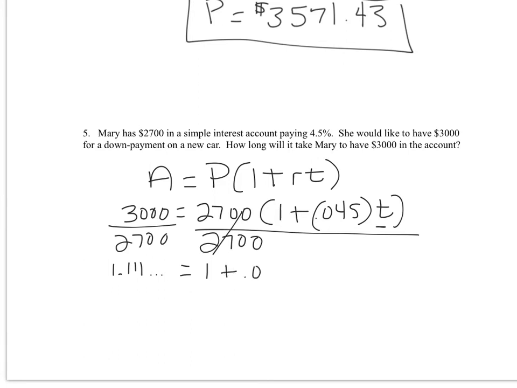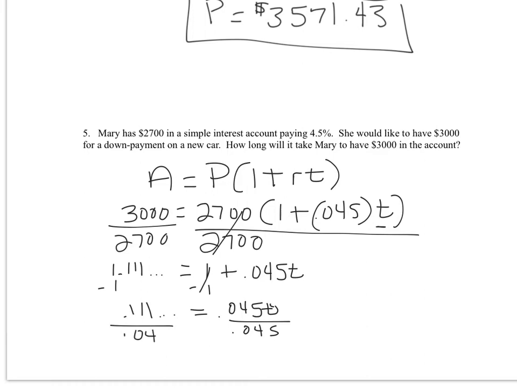plus 0.045t. Now, I'm solving for t, so I have to subtract 1 from each side, and that gives me 0.111 that's repeating is equal to 0.045t. To solve for t, I have to divide each side by 0.045.